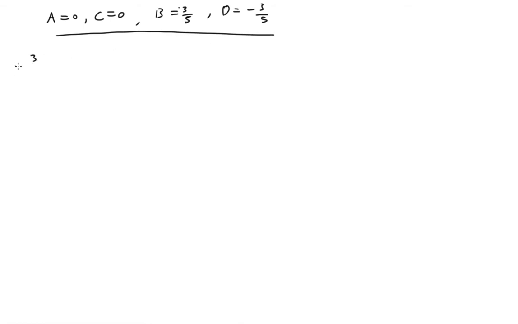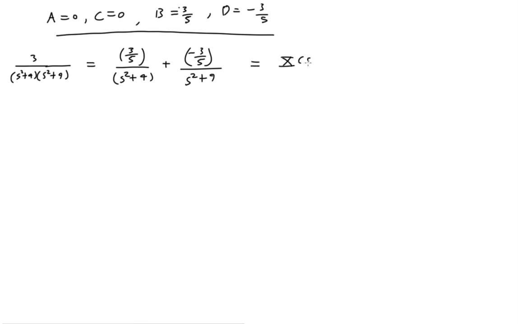So let's write down what the thing is now. So now we have 3 over (s squared plus 4)(s squared plus 9). All of that is equal to 3/5 all over s squared plus 4 plus negative 3/5 all over s squared plus 9. Okay, so remember that is capital X of s.